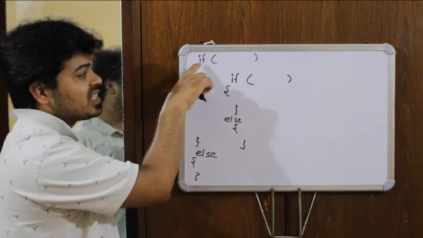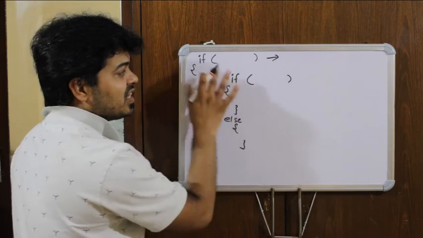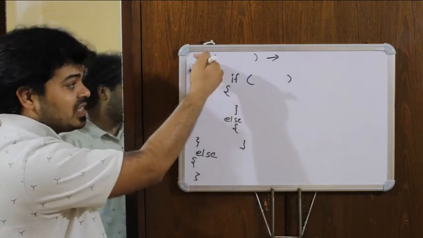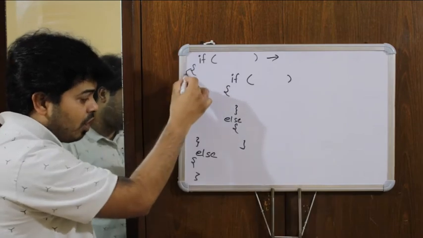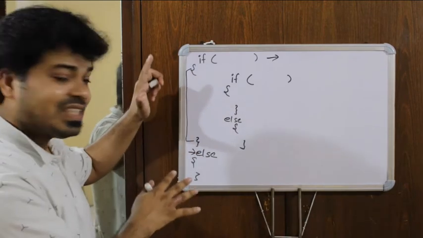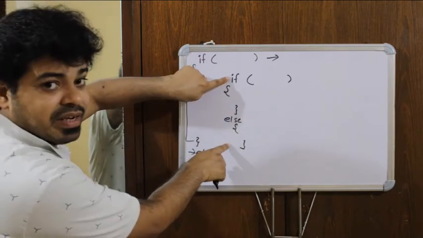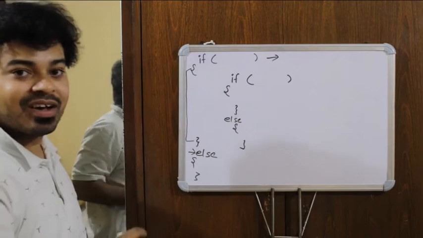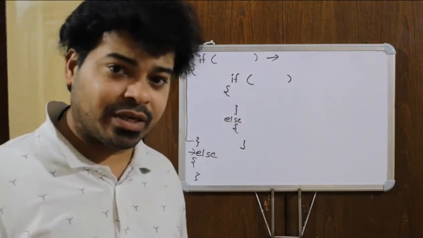Suppose while checking this if condition, it returns false, or maybe this condition is not matching. At that time it will suddenly come out of this if block and execute this else part. So this is called a nested if, where you have an if else statement inside an if block. So these are the four ways of writing your if else statement.